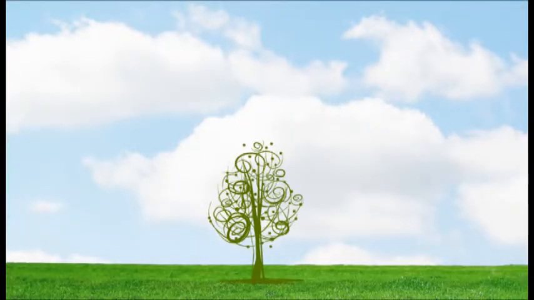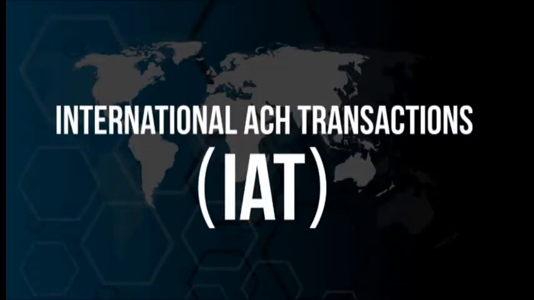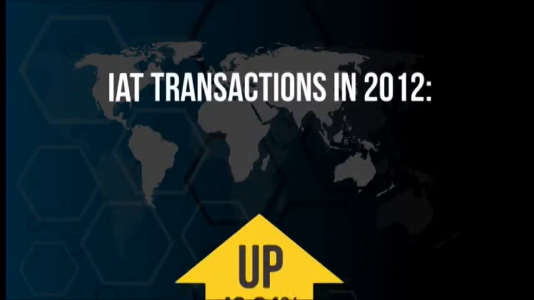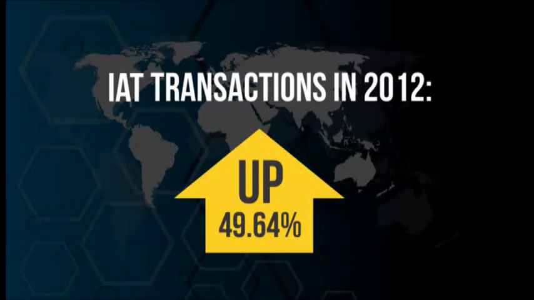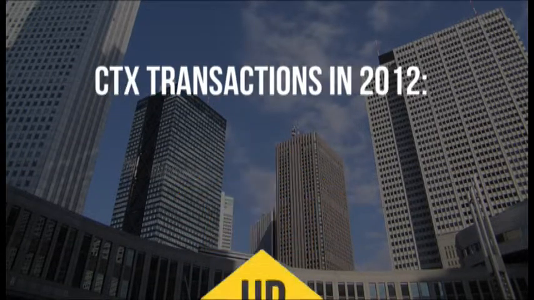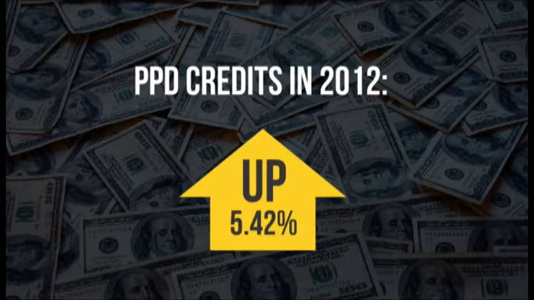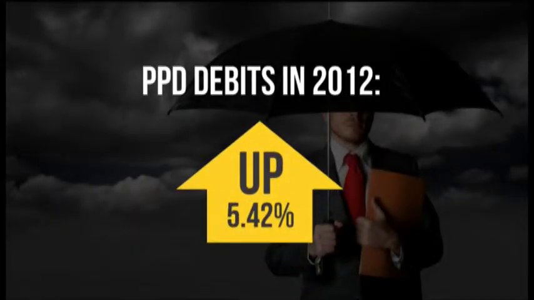Where is all this growth coming from? Well, international ACH transactions, or IAT, were up 49.64% in 2012, and corporate transactions were up a total of 5.72%. Even traditional PPD credits like payroll saw a 5.42% increase in 2013, and traditional PPD debits like insurance payments saw a 5.42% increase over 2011.